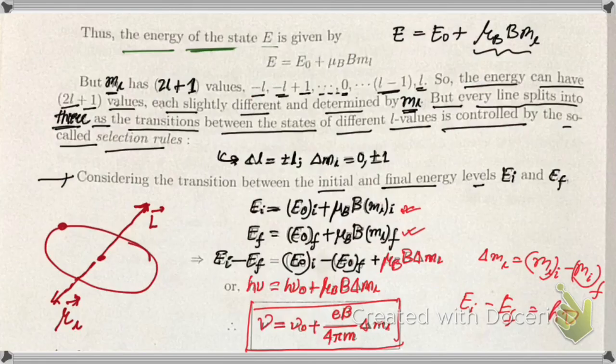So I hope you have understood this. We have applied the magnetic field along the z axis, and the z component of L is this Lz. Here ml is nothing but the magnetic quantum number, right? So now let's go to the next slide.